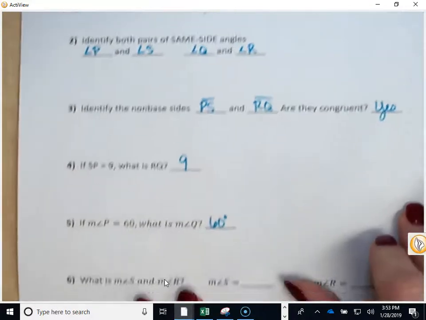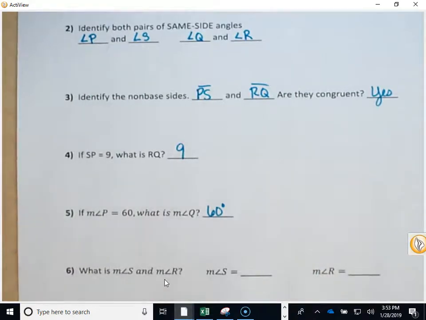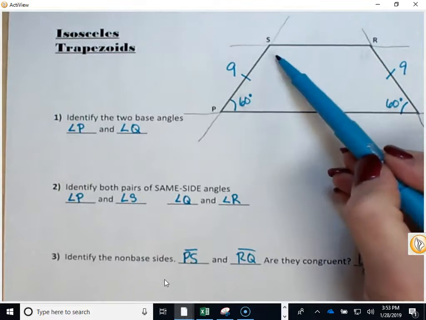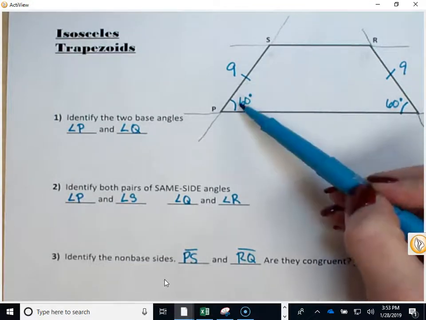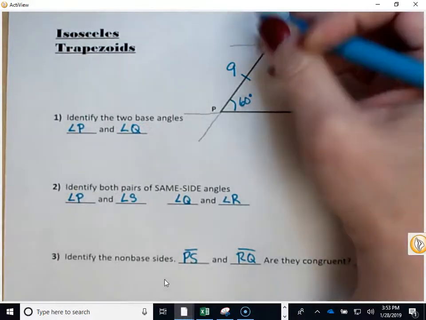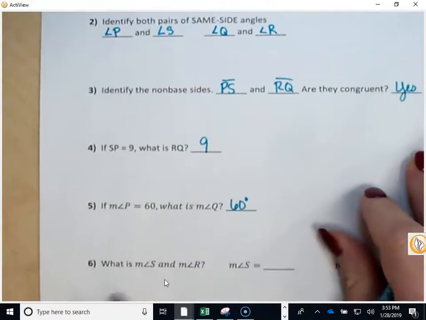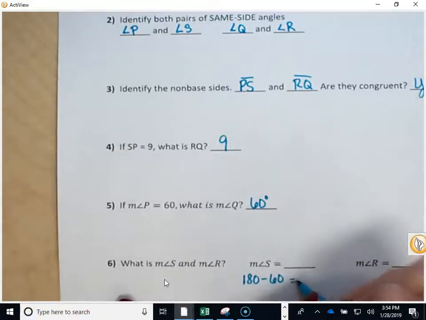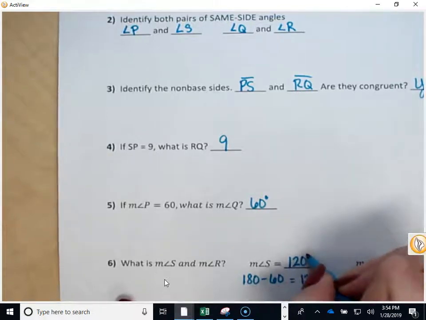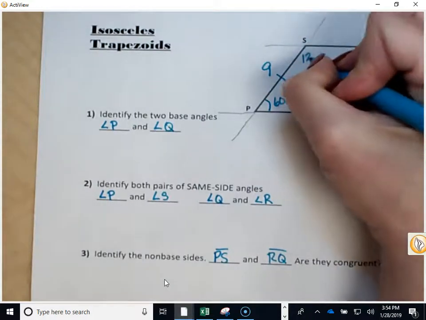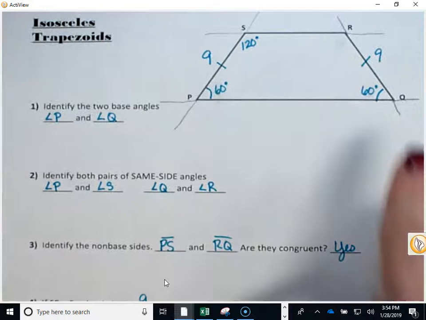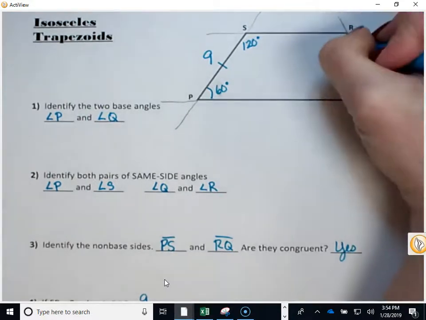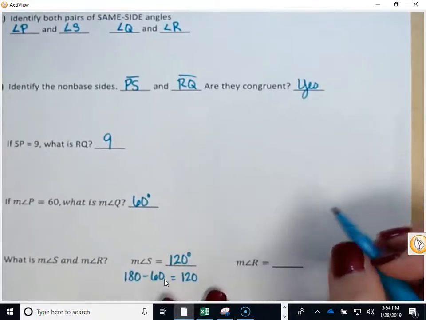Okay. And then last but not least, number 6, it says, what is the measure of angle S and the measure of angle R? Using what we know about same side interior angles adding up to be 180 because they're supplementary, if I take 180 minus this 60, that gets me angle S. I'm going to write down the work down here, although I know I can do it in my head. 180 minus 60 gives me 120. So angle S is 120. I'm going to mark that up here. And then over here, since this is 60 as well, and we know these two add up to be 180, it also has to be 120. So label it on my diagram and label it down here for the answer.